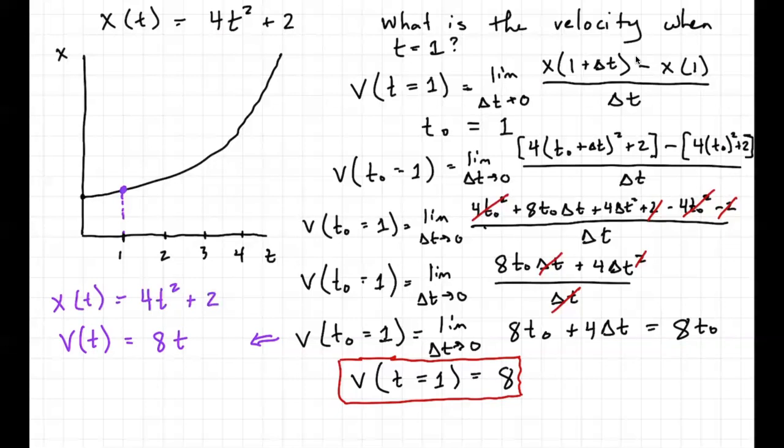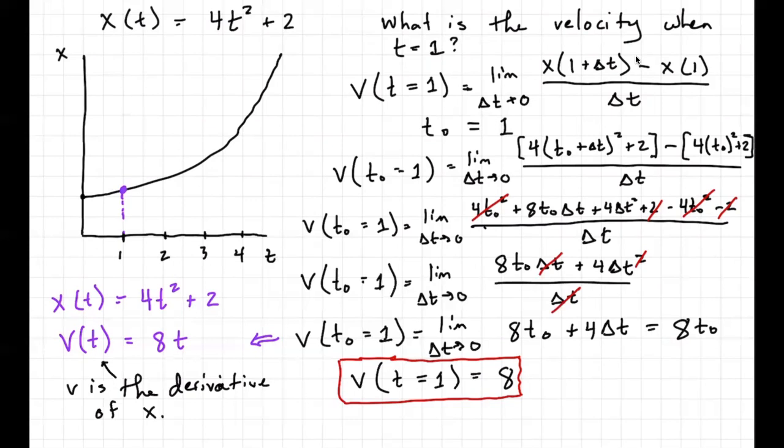So this is what we would call the derivative. V is the derivative of x, is a way to say it. We have this relationship between position and velocity. Velocity is the derivative of position. Mathematically, that is the relationship between those two quantities. So we can always take the derivative of a position function to get to velocity. And then if we want to know the velocity at a particular time, we're just plugging in the time.